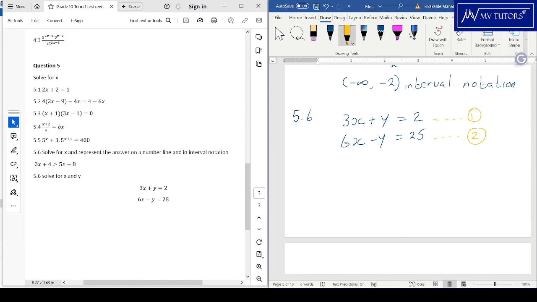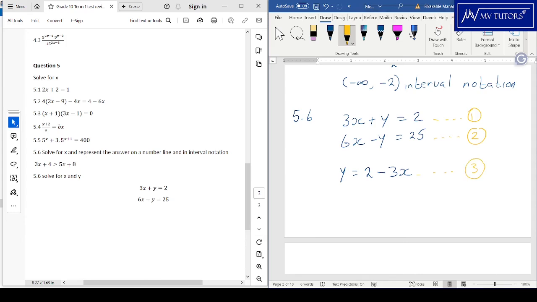Which one is the easiest to create equation number 3 from? Well, let's go for equation number 1. Let's create equation number 3 using equation number 1. So I'll make y the subject of the formula, and then it becomes y equals 2 minus 3x. This then is my equation number 3.